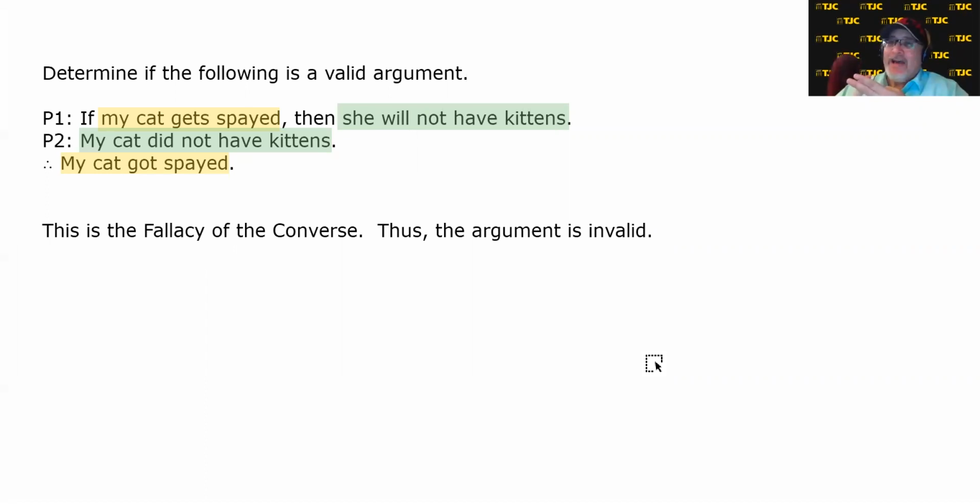If all you know is if my cat gets spayed, then she won't have kittens, and my cat didn't have kittens, you cannot conclude that the cat got spayed, because she may not have had kittens for other reasons. Maybe she has an issue with her reproductive organs. Maybe she's never been around a male cat. Or other reasons why she may not have had kittens besides getting spayed. But people make this type of invalid conclusion all the time. Listen for it and you'll hear it.